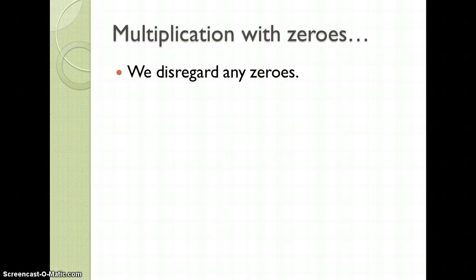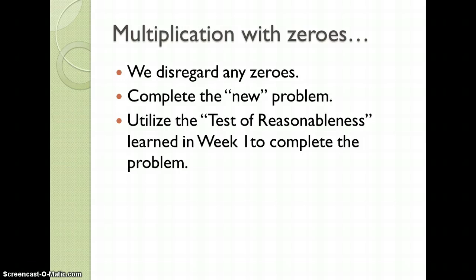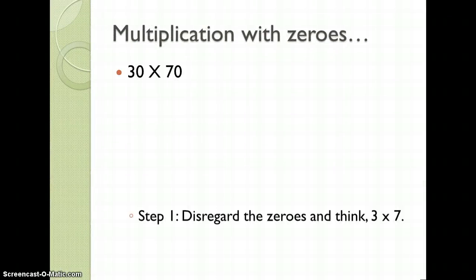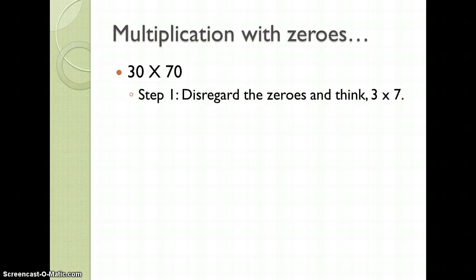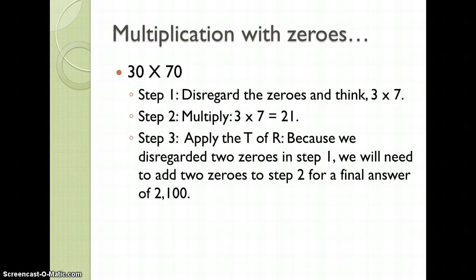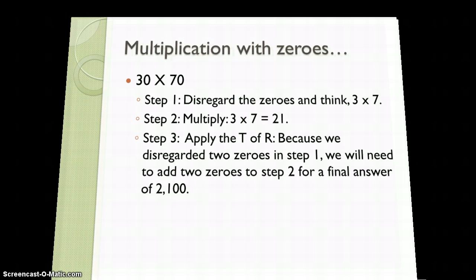So to multiply with zeros, it's strange, but first we're going to disregard any zeros that we see. We're going to complete the new problem without zeros, and then use the test of reasonableness we learned in week 1 to complete the problem. Let's give it a try. 30 times 70. First, disregard the zeros, and we think 3 times 7, which we know is 21. Apply the test of reasonableness. Because we disregarded 2 zeros in step 1, we'll need to add 2 zeros in step 2 for a final answer of 2100. Now I'm willing to bet that many of you could do that one in your head.